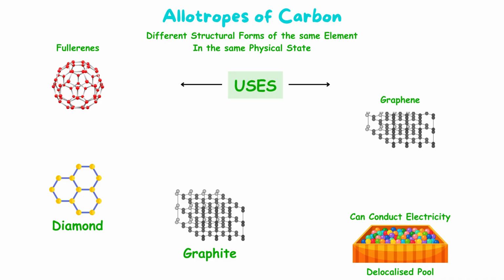Allotropes are simply different structural forms of the same element that exist in the same physical state. In this case, we are talking about different forms of solid carbon. In a previous lesson, we looked at the allotropes diamond and graphite.